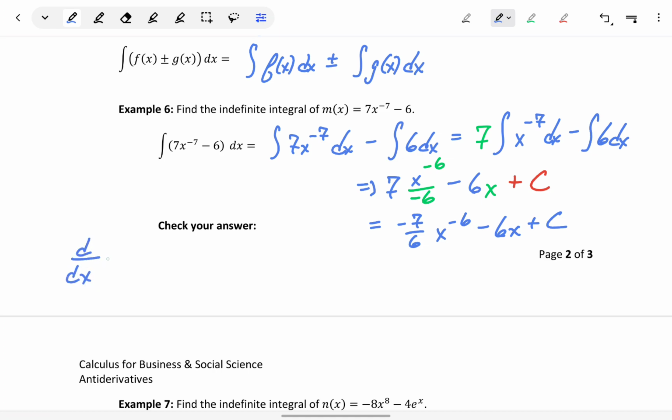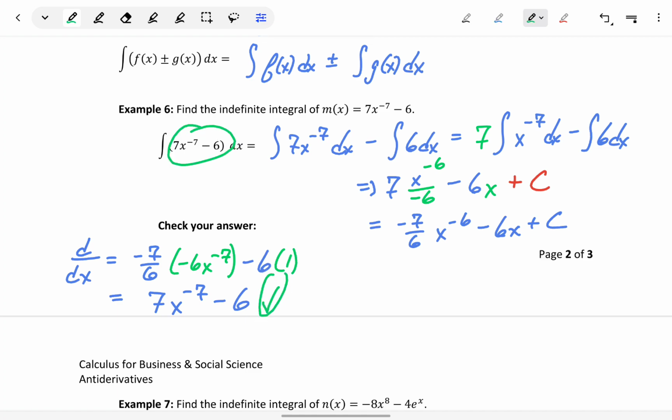Checking that result, we would get negative 7/6 times negative 6 x to the negative 7th minus 6 times 1 plus 0. Negative 7/6 times negative 6 would reduce to positive 7 x to the negative 7th minus 6. We take the derivative of our result and we get back to that original starting function that we found the antiderivative of.